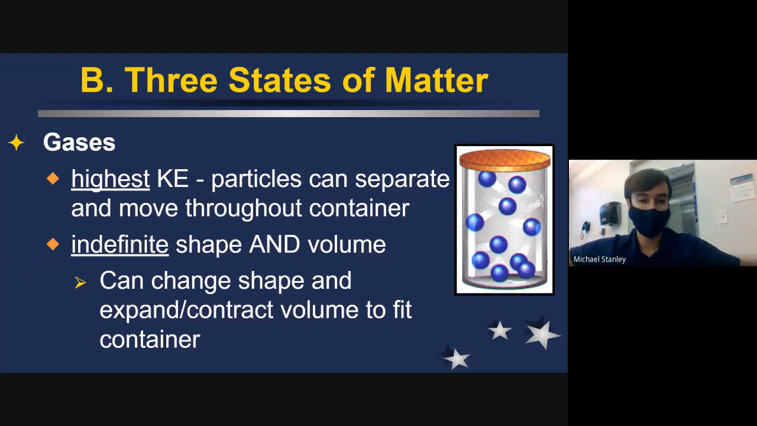Because the particles are so spread out, so separated and zooming all around really fast, they just fill up whatever container that they are in. So really high energy particles are zooming around, moving super fast, spreading out throughout the entire container. So they do not have a set shape and they do not have a set volume for our gases. They just expand and take up room and fit each container that you put them in.